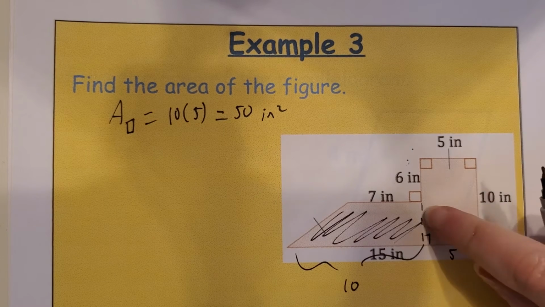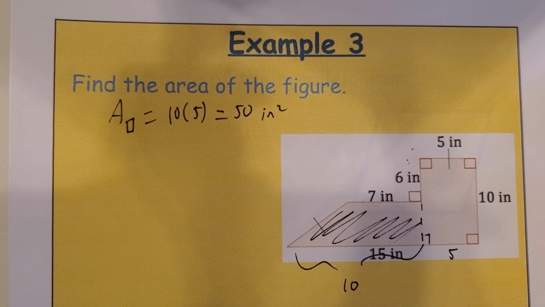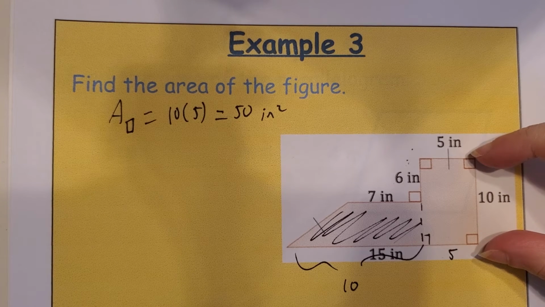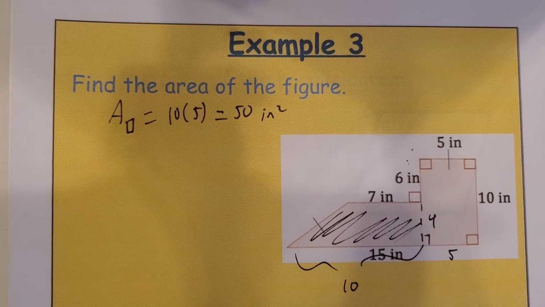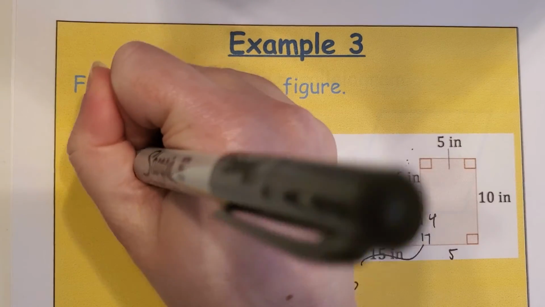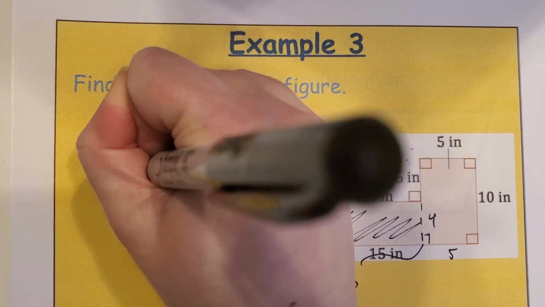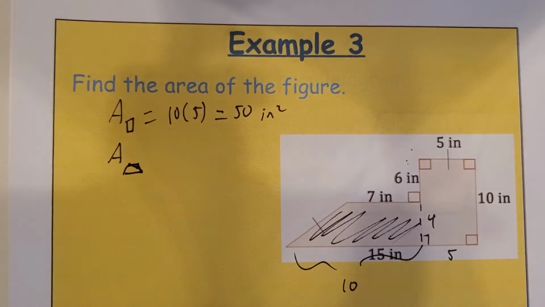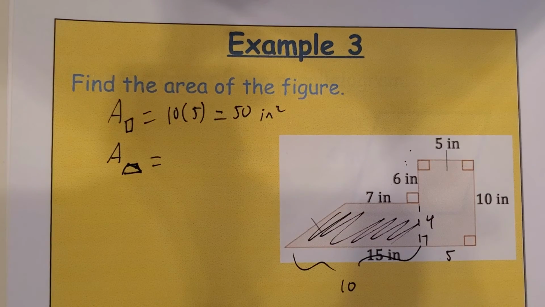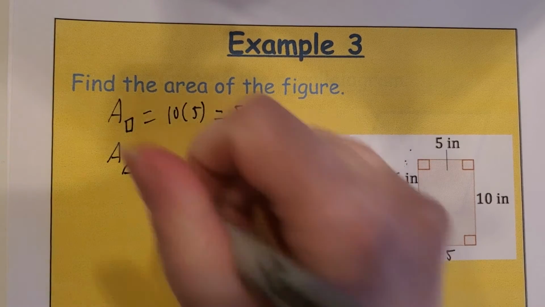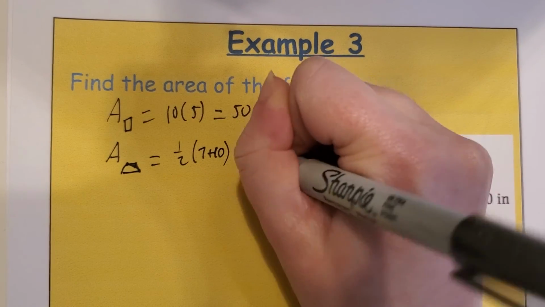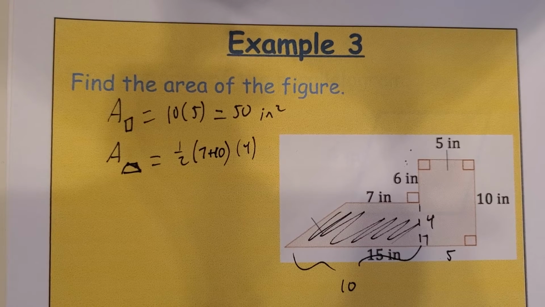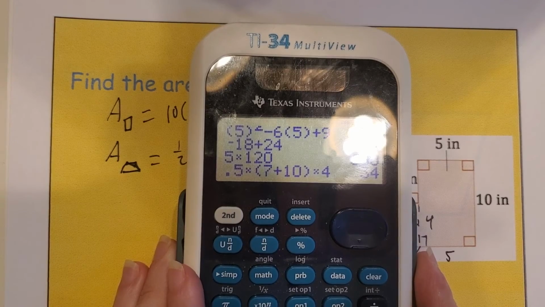So that's one of the bases that we're going to be using. All right? And in terms of the height right here, it's the same thing. We know this piece is 10 over here. Some of it is 6. So the rest of it is the difference. So the height is going to be 4. So the area of the trapezoid is, if you remember the formula, half of the sum of the bases times the height. So half of 7 plus 10 times 4. So that is 34.